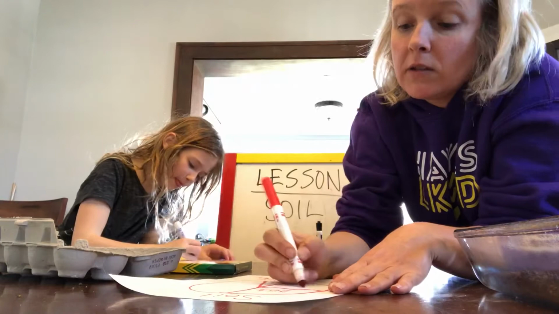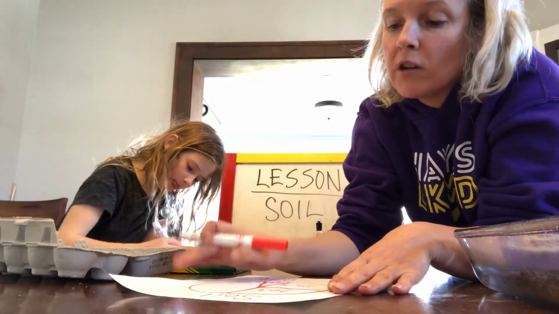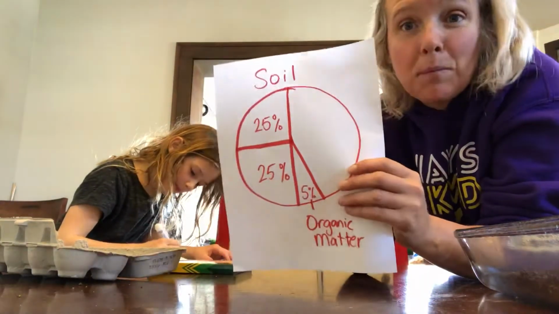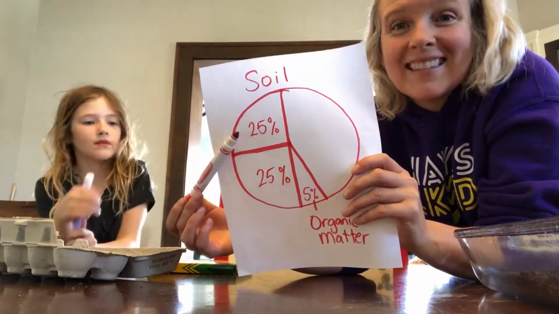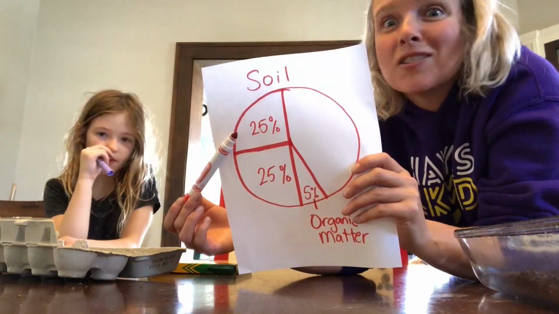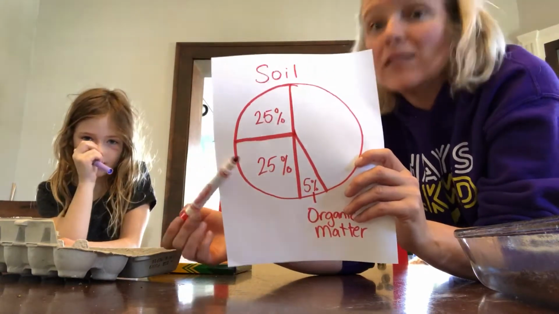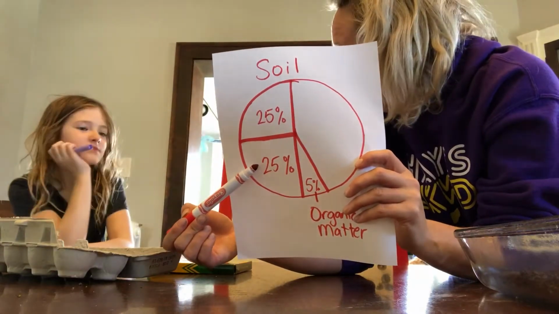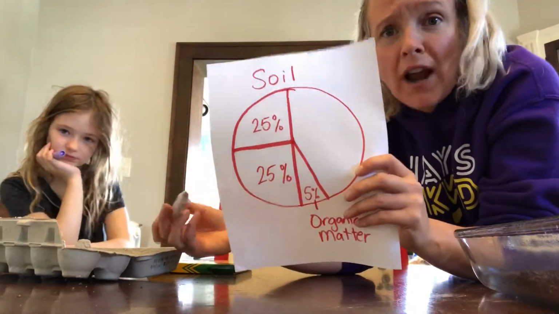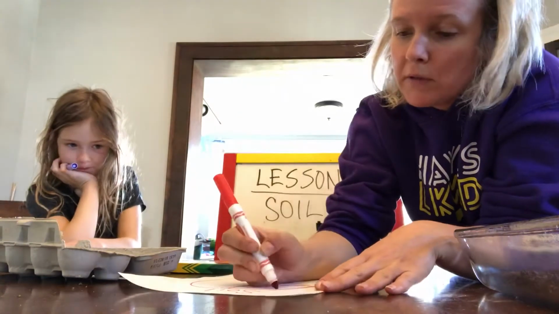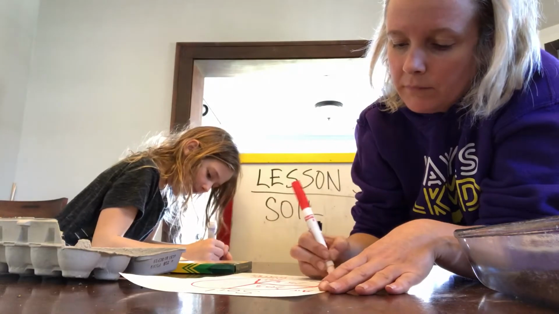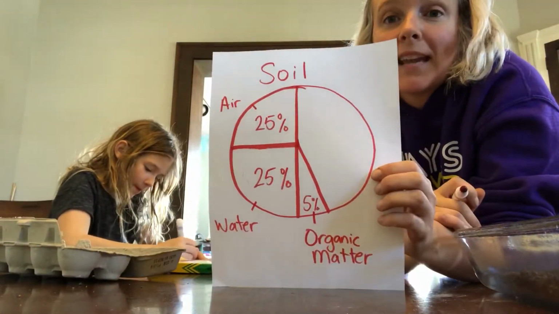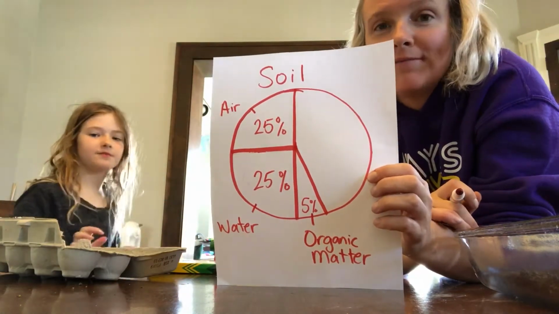25% and 25%. Remember, we use pie charts when we're talking about parts of things, and a pie chart is 100%. So this might be a surprise to you, but soil is 25% air and 25% water. About. Depends on how dry or wet your soil is. So I'm going to label those. I'm going to write air and water. If I'm going too fast, you can always pause the video to catch up. This is what soil is made up of.